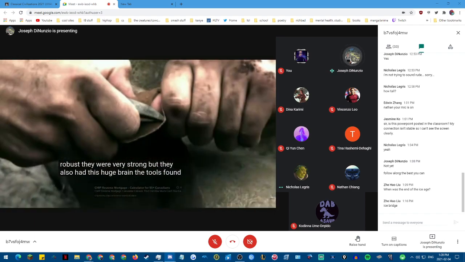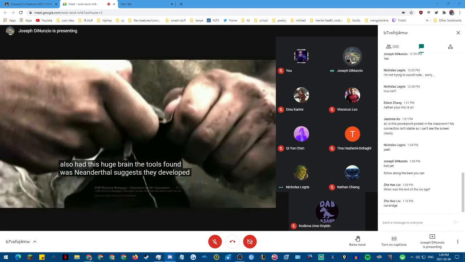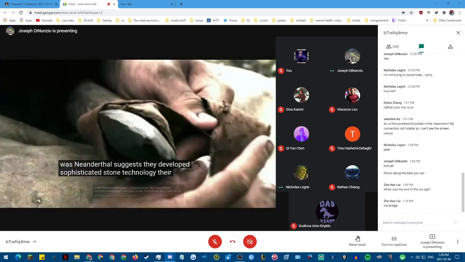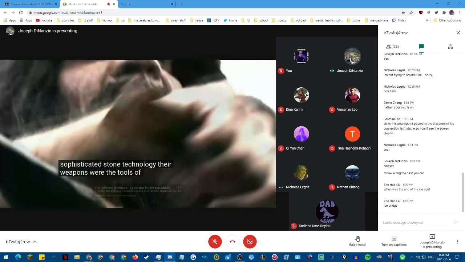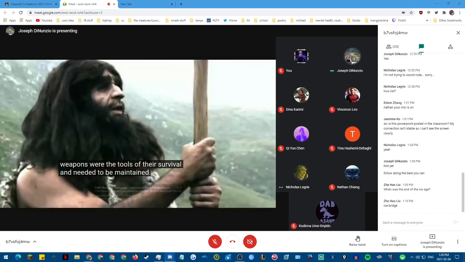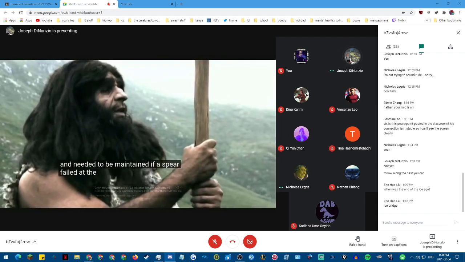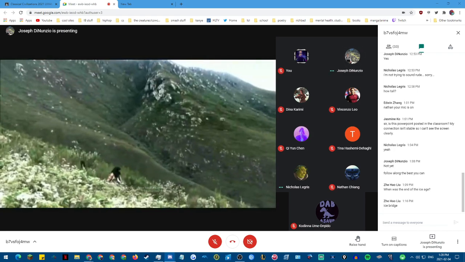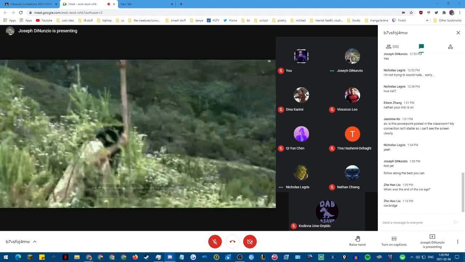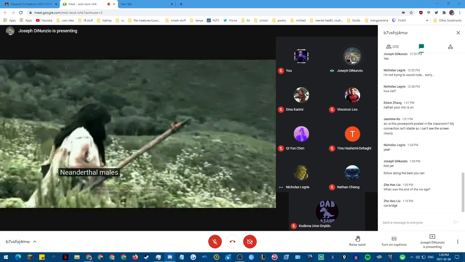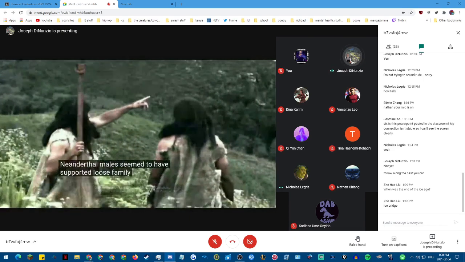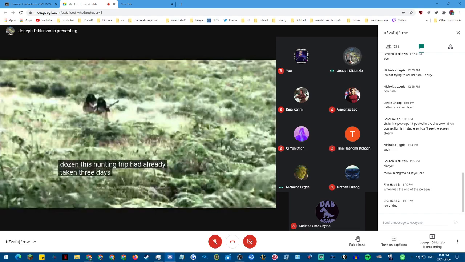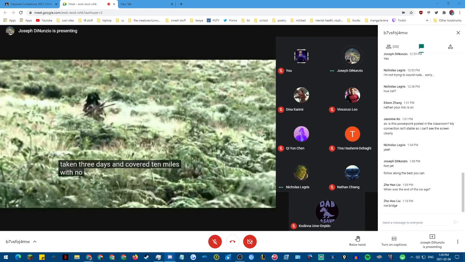The tools found with Neanderthal suggest they developed sophisticated stone technology. Their weapons were the tools of their survival and needed to be maintained. If a spear failed at the critical moment, the hunt would fail. Neanderthal males seem to have supported loose family groups of up to a dozen. This hunting trip had already taken 3 days and covered 10 miles with no sign of any prey.